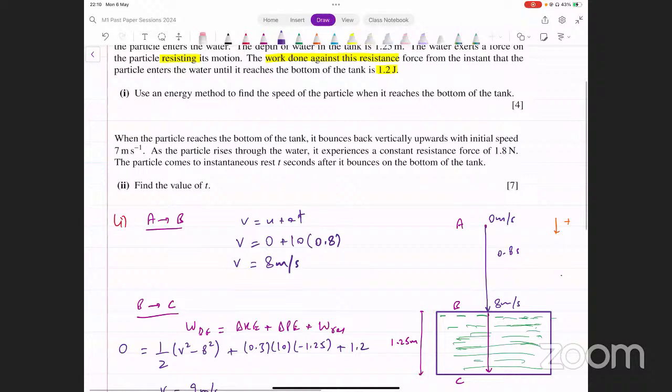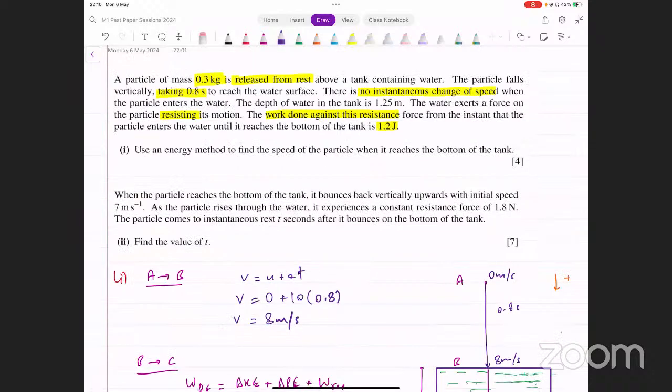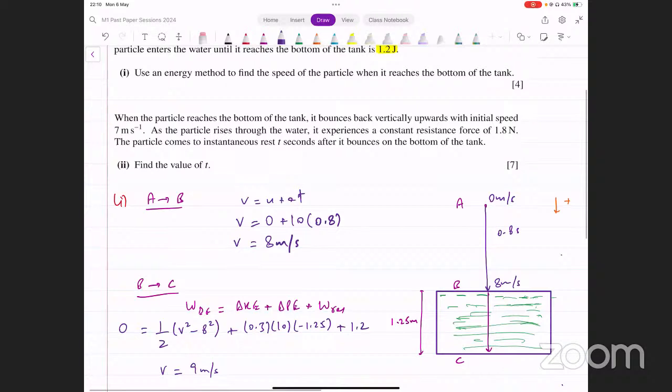That's the first part. Now it says when the particle reaches the bottom of the tank, it bounces back vertically upwards with initial speed 7 meters per second. As the particle rises through the water, it experiences a constant resistance of 1.8 Newton. The particle comes to instantaneous rest t seconds after it bounces on the bottom of the tank. Find the value of t. Now, how do we think about this?